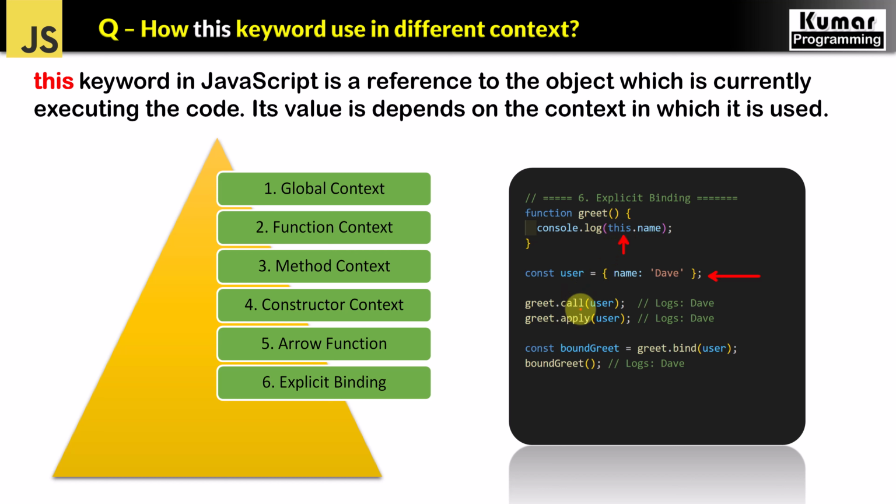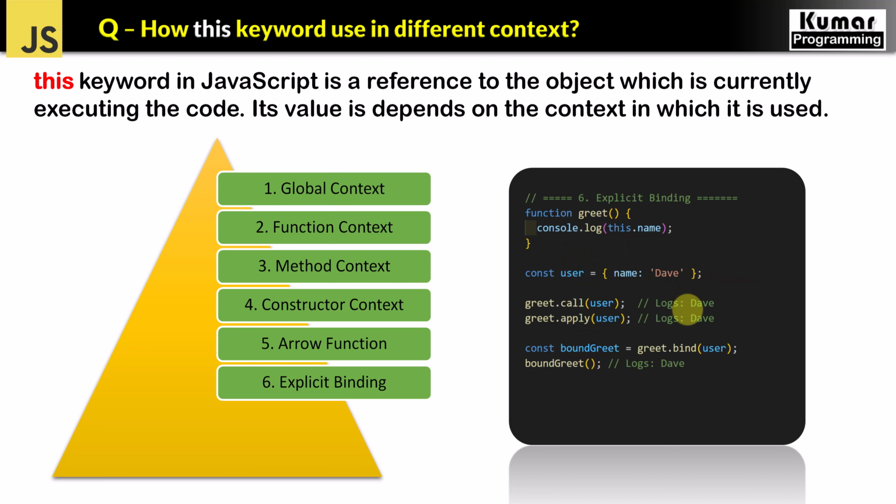And the same thing is happening for apply as well. If you are passing the user object inside apply, it is going to refer to this user object. And we know that bind is going to return a function. So once we pass this user object inside the bind function, it's going to return a function over here. And once we call this function, it's going to return the same user object. So it's very simple.